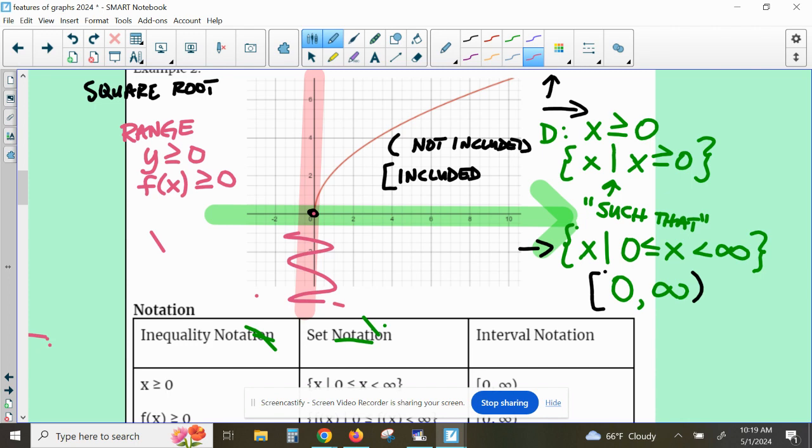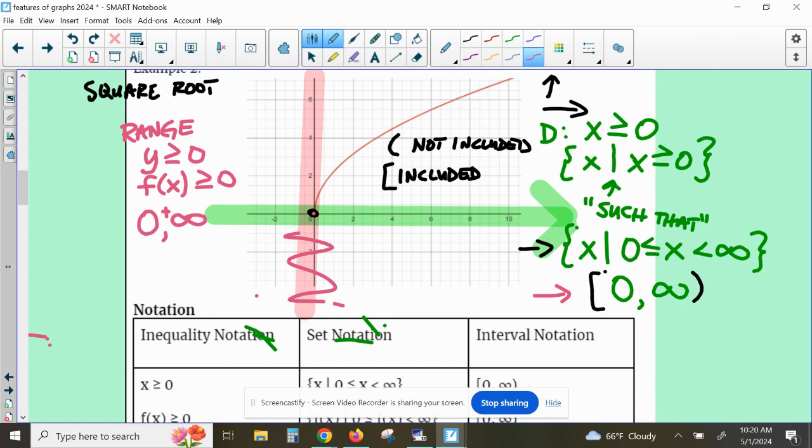Okay, can someone give it to me in interval notation? What do you guys think this would look like in interval notation? What's the smallest? The smallest is 0. And what's the biggest it goes? Infinity. So you can write positive infinity or just infinity, same thing.